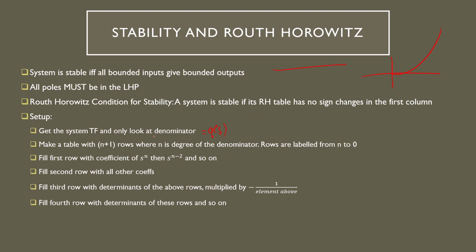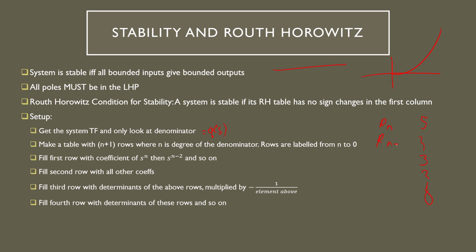Make a table with n plus 1 rows. N is the degree of the denominator, and rows are labeled from n to 0. So you have row n, row n minus 1. So if you have a fifth order system, it's going to be 5, 4, 3, 2, 1, 0. Fill the first row with the coefficients of s to the n, s to the n minus 2, and so on. So skip one power. The second row is s to the n minus 1, s to the n minus 3, and so on.